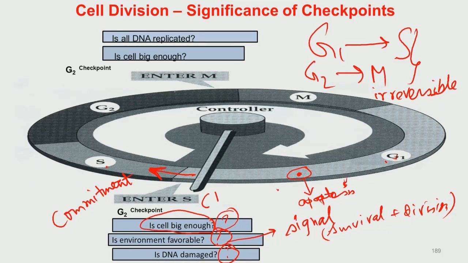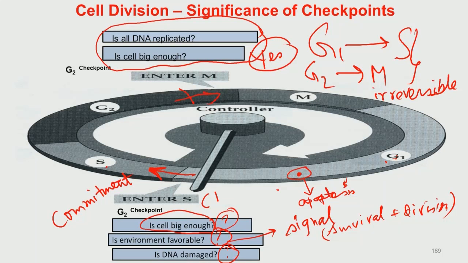Similarly, when a cell wants to go from G2 to M phase, again the cell has to answer two different questions. Is all DNA replicated? Is the cell big enough? And if the answer is yes to both questions, then only will the cell be committed to enter M phase. So, this is your G2 checkpoint. So, this is your G1 checkpoint and this is your G2 checkpoint. These two checkpoints are very important, and they determine the level of commitment of the cell to undergo the cell division process.